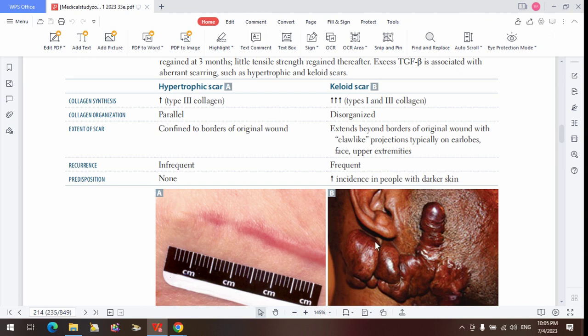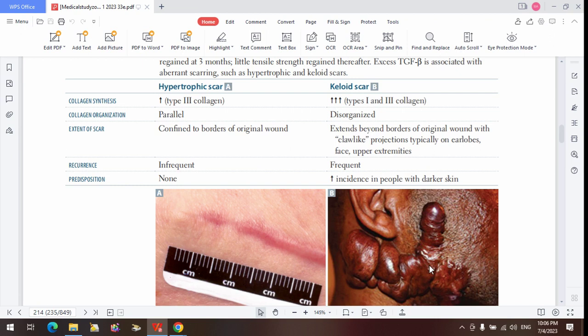In keloidal scar, they actually outgrow the border. You can see that this one is even moving up. The insult doesn't even go in this shape. The insult may be just one small incision like that, but they will outgrow that incision and grow in a scattered manner. You can see that it's even looking like a claw-like projection. They overgrow and move beyond the border of the original wound.